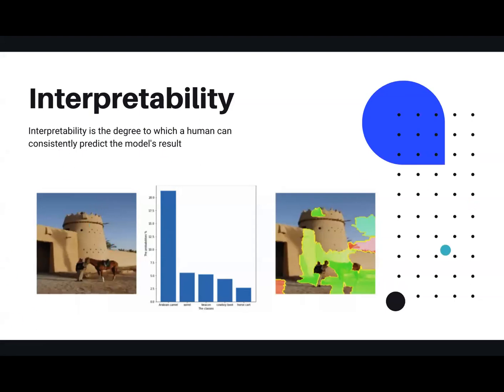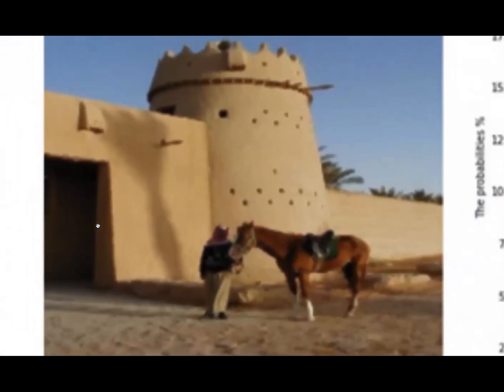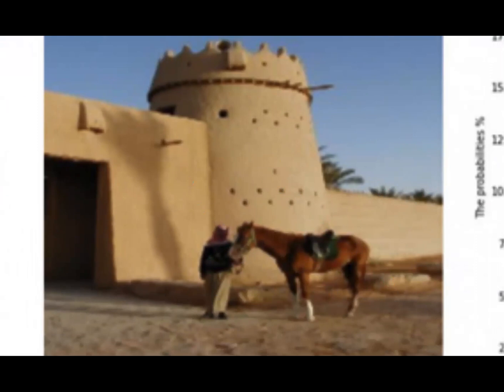So this is an image. I'm not sure if you guys can see this very well. Let me just zoom in. Can anybody tell me what is this animal? Horse. Horse, right? So no human being would tell me that this is a camel, right?